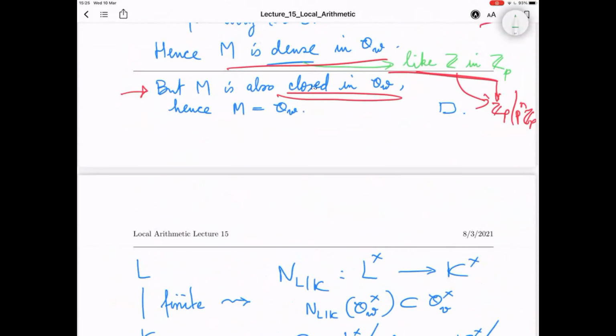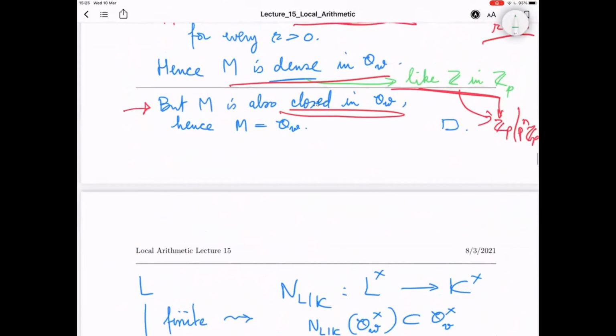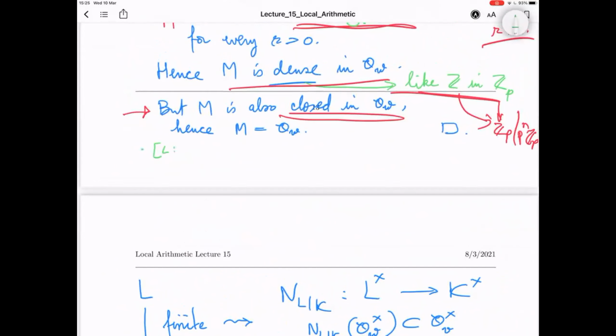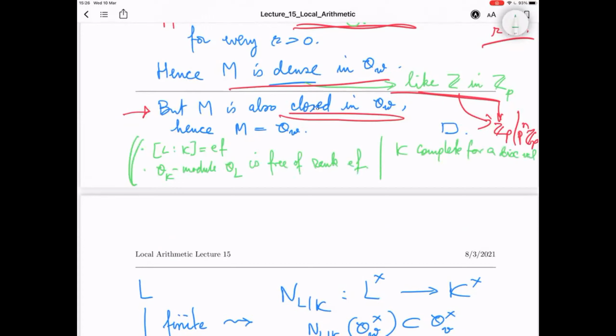So what have we proved? We have proved two things: the degree of L over K is equal to E times F, and the O K module O L is free of rank EF. And what are the hypotheses? K is complete for a discrete valuation, and L is a finite extension of K. And of course, E is the ramification index and F is the residual degree.